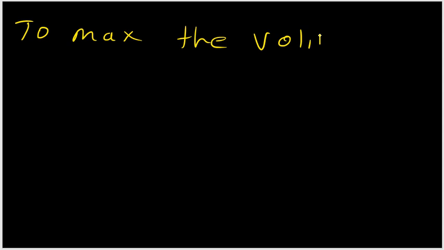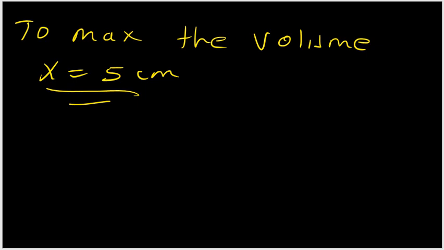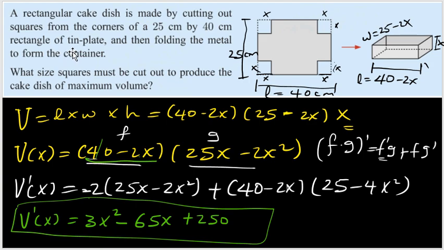to maximize the volume, x equal to 5 centimeter must be cut out from each side. So the original question, what size square must be cut out to produce the cake dish of maximum volume? It has to be 5 centimeter, because the sign change appears at 5, not at 50 over 3, which is a decimal number. 5 centimeter from each corner must be cut out to maximize our volume. So this is purely an application of differential calculus to an optimization problem.